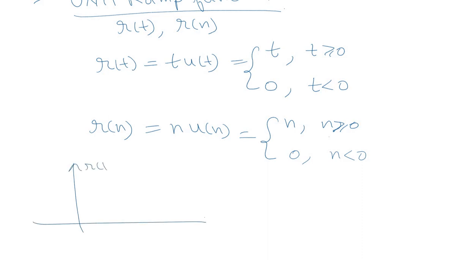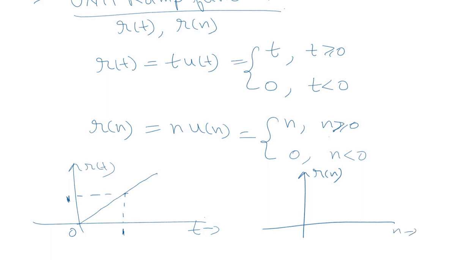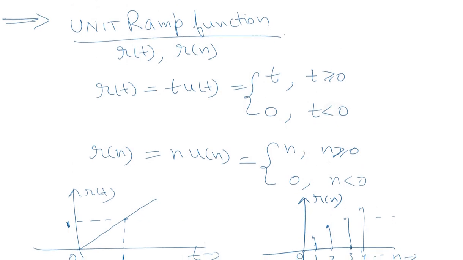So r of t is a ramp function starting from 0 with slope 1, and r of n is a discrete time function, right? Starting from 0 with slope 1. This is how we define the unit ramp function.